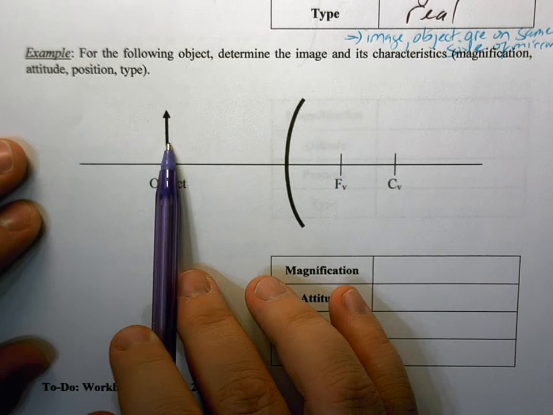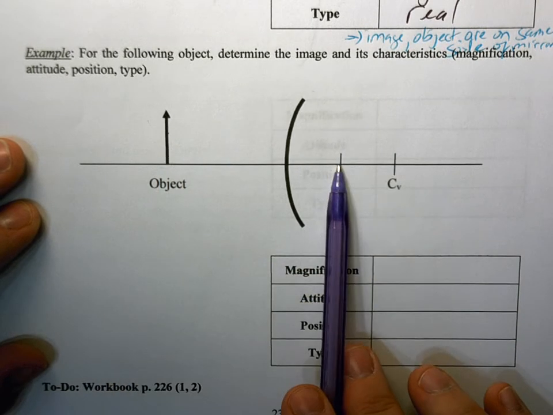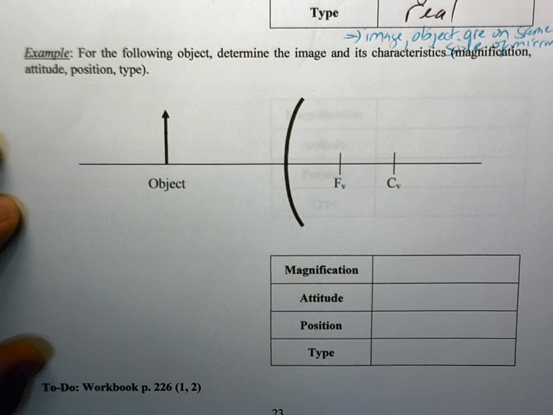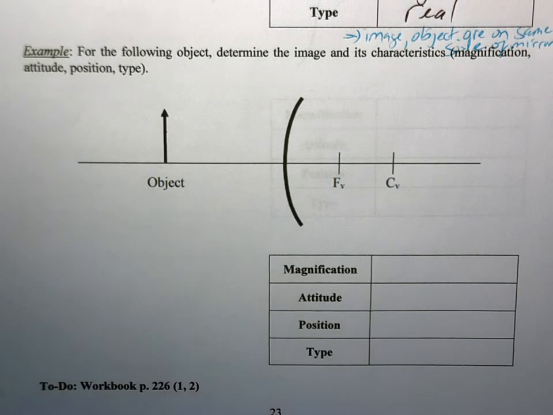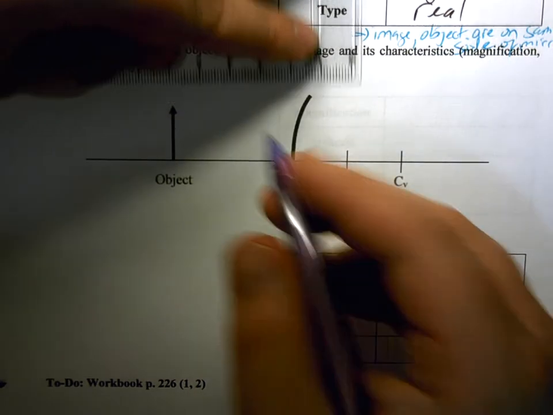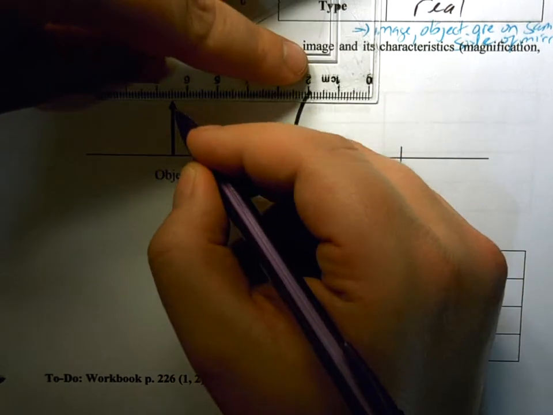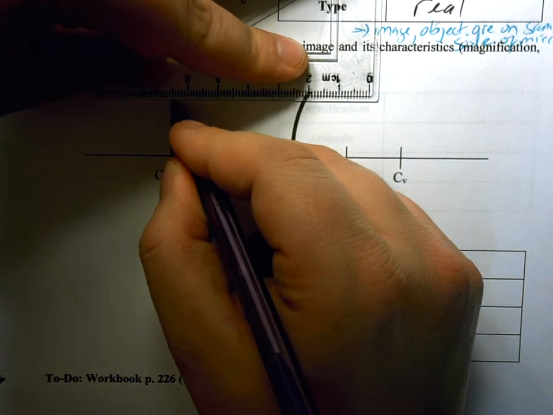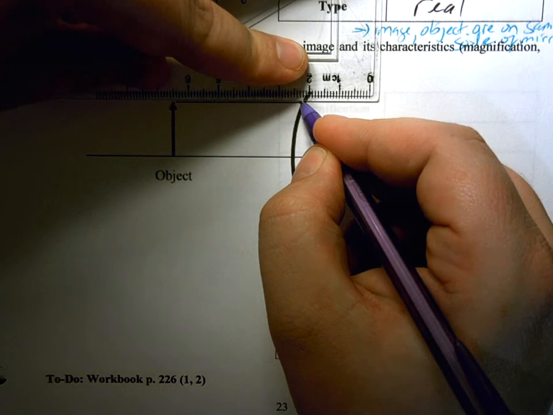So here's our object this time. And we've identified this virtual focal point and this virtual center of curvature on the opposite side of the mirror. Now, the first ray we can draw parallel with our principal axis. We're going to take it from the tip of this arrow and draw it parallel to our principal axis until we hit the mirror.